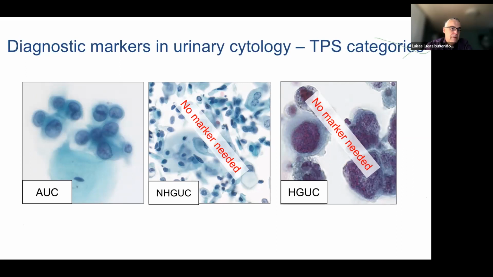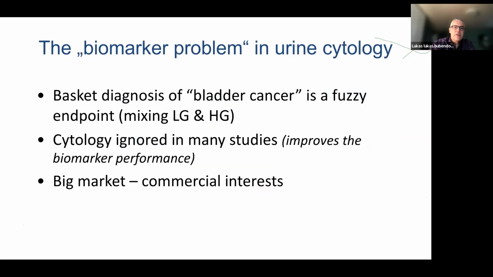In negative for high-grade urothelial carcinoma, in my opinion, it makes no sense to apply a marker, because if we don't see atypical cells, we won't see carcinoma cells by applying a test. It makes sense in the atypical urothelial cells.